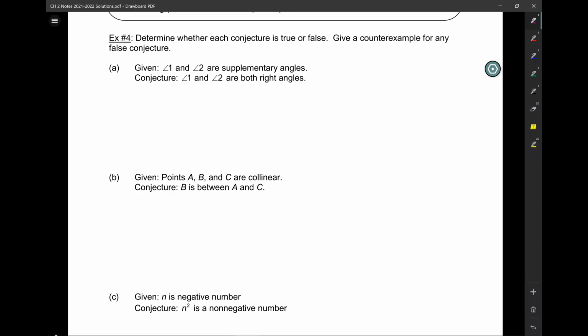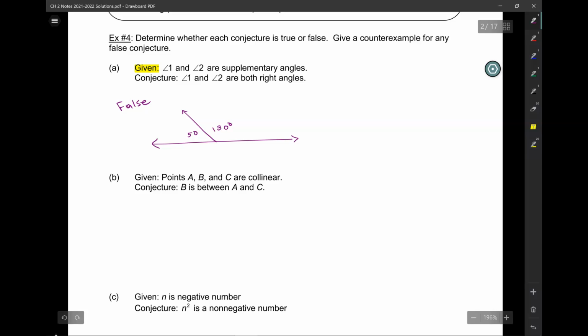Angle 1 and angle 2 are supplementary angles. That's what you're given. Can you make a conjecture? Can you assume that angle 1 and angle 2 are both right angles? False. Why? Because you can also have, let's say, one that's 179 and one that's 1 degree. Precisely. So rather than having to write that out, you could just draw an example. So let's say this is 130 degrees, and how much would that be for them to be supplementary? 50 degrees. Okay, is this enough?